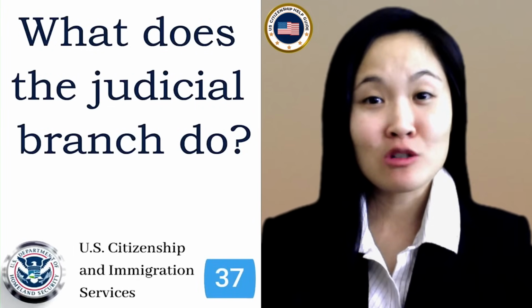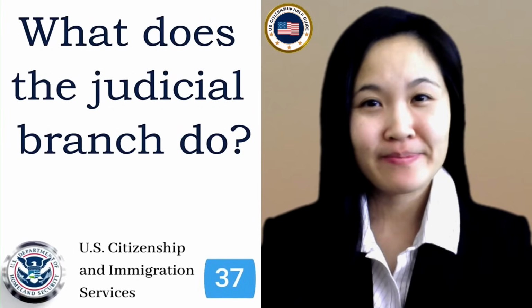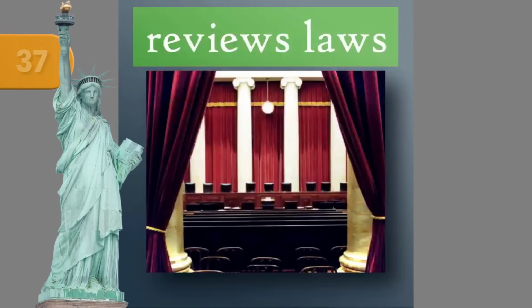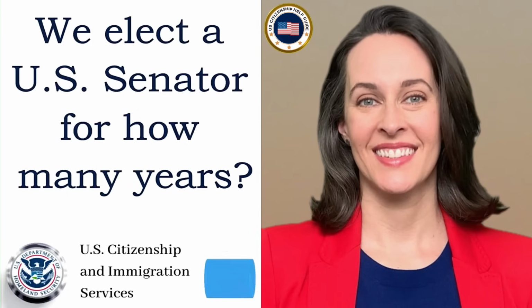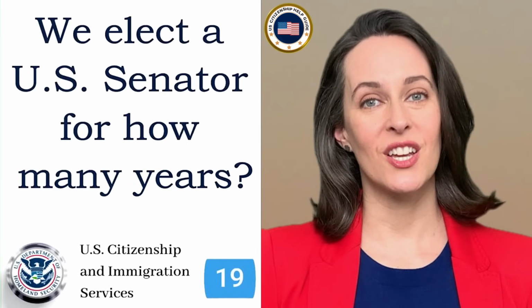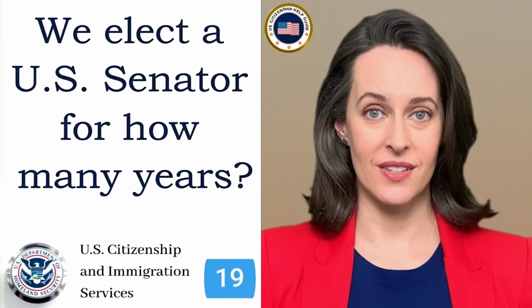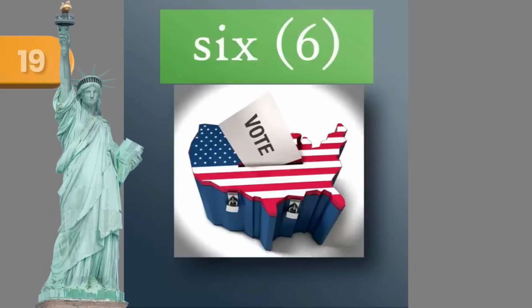What does the judicial branch do? Reviews laws. We elect a U.S. senator for how many years? 6.